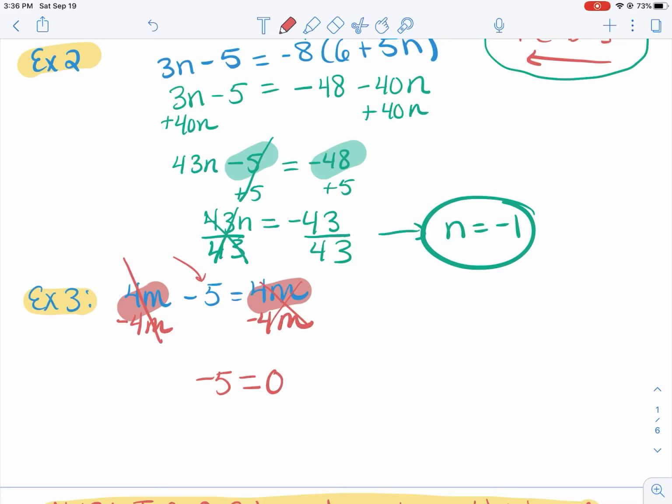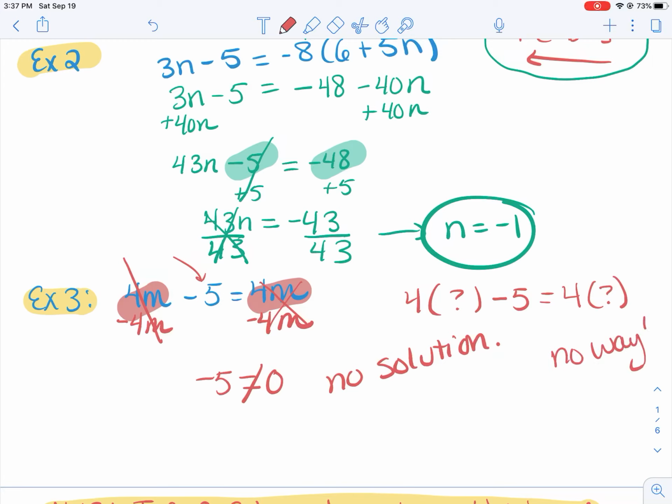Well, I'm left with this problem that says negative 5 equals 0. I know that's not true. They do not equal each other. So this is a problem where we have no solution. If you think about it, if we had 4 times a number, that's what m is representing, just a number, take away 5, can that ever be equal to 4 times the same number? No way, right? That's why there is never a solution. There's no solution.